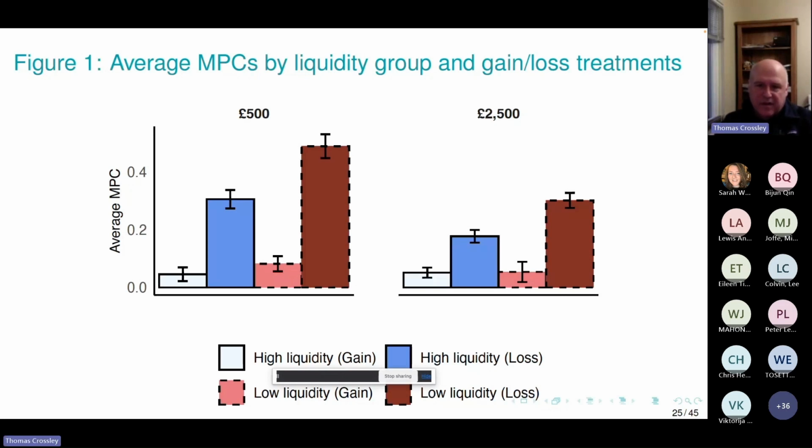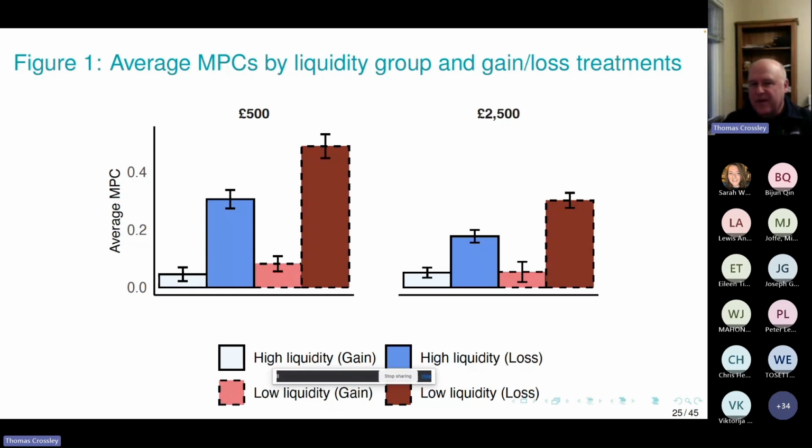So what you can see in this graph is that the average MPCs are much higher for small transitory income shocks than for large transitory income shocks, and that's consistent with the previous literature. You can see, because the dark blue and dark brown bars are much larger, that MPCs are larger in the loss scenario than in the gain scenario. And again, that's consistent with the previous literature. And you can also see that there's a correlation between liquidity and MPCs. So MPCs are lower for the high liquidity consumers, the blue bars, than they are for the low liquidity consumers.